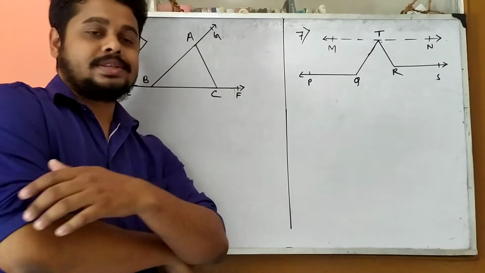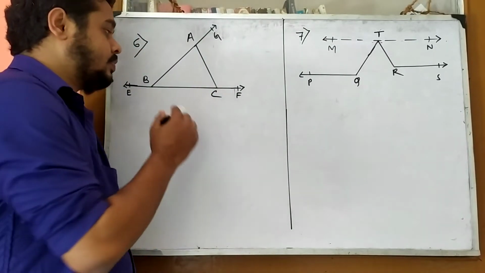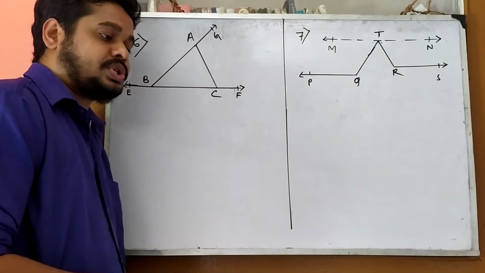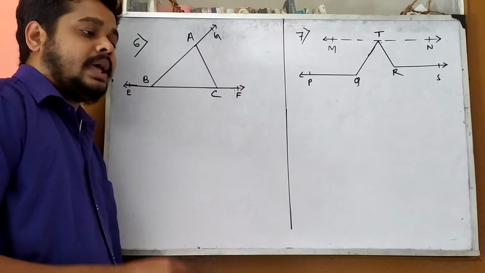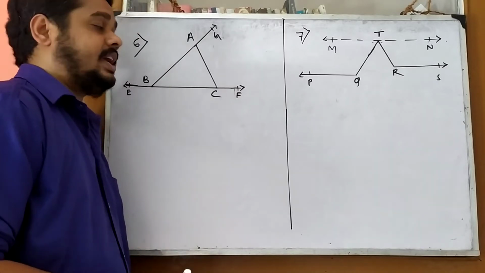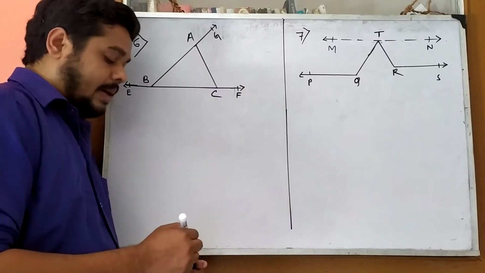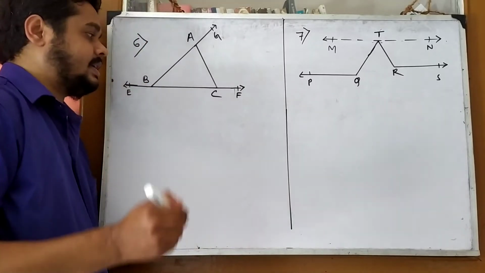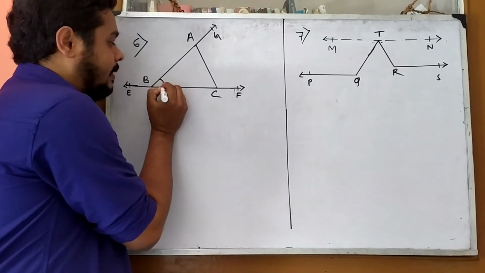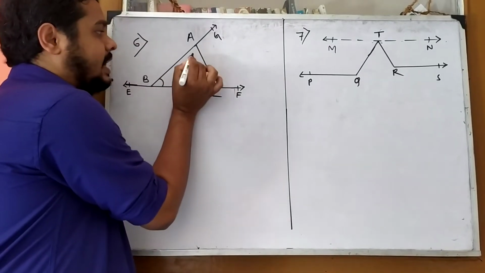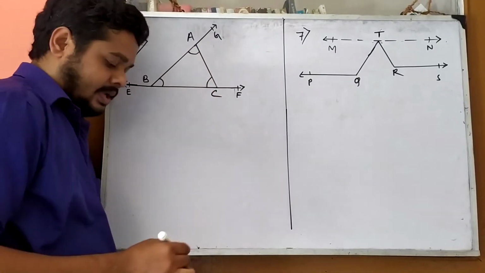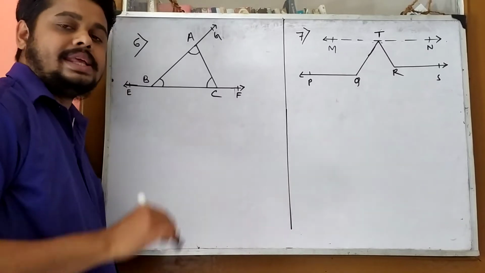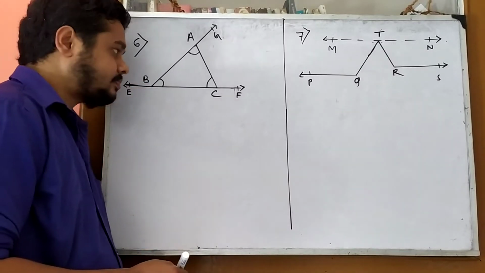Okay, let's start. Now we are going to start problem number 6. What was our question? The question was: prove that the sum of the three interior angles of a triangle is 180. That means we have to prove that this angle plus this angle plus this angle, the sum of all these three angles of a triangle, is 180 degrees.